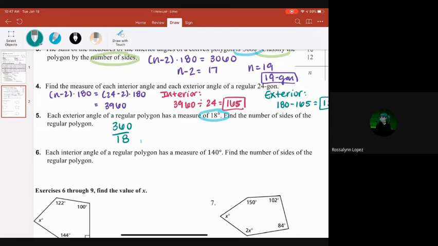And Gannon, tell me what you get. I got 20. Sounds good to me. So we can say 20 sides. You could say 20-gon if you wanted to. 20 sides is easy though.